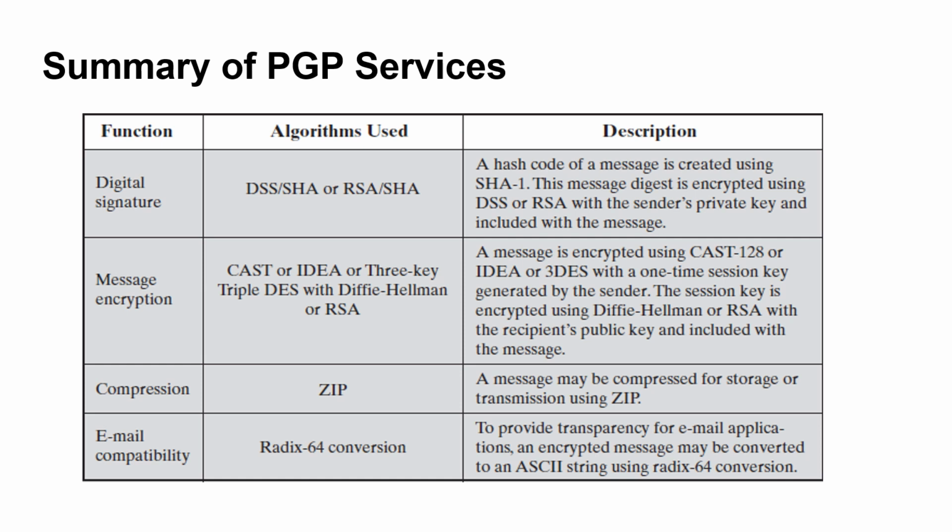So this is a summary of the PGP services. What are the functions? To provide authentication, we use digital signatures; to provide confidentiality, we use message encryption; the third function is compression, and the fourth is email compatibility. Digital signatures are provided using the Digital Signature Standard and secure hash algorithms. For message encryption, we use CAST, IDEA, triple DES, Diffie-Hellman or RSA algorithms. For compression we use zip, and for email compatibility, radix 64 conversion. These are the basic services of PGP.